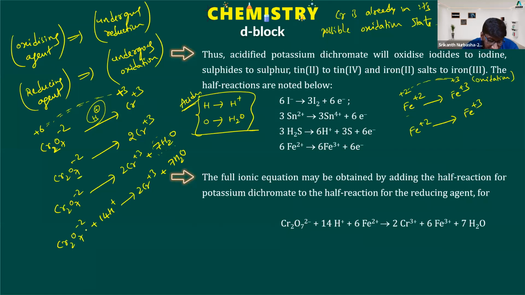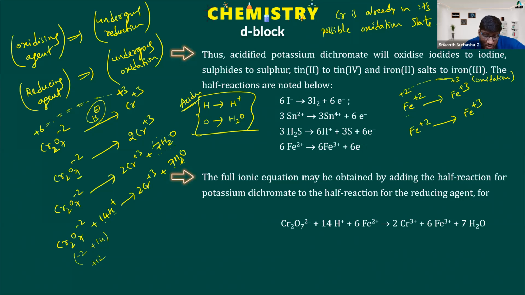So chromiums are balanced, 2 chromium, 2 chromium. Oxygens, 7 oxygen, 7 oxygen balanced. Hydrogens, 14 hydrogens, 14 hydrogens balanced. Only thing which has to be balanced further is charge. Because in a reaction, along with all types of atoms, charge should also be balanced. Look at this Cr2O7 2-, students. It has a total charge of -2. 14 H+, total charge of +14. -2 plus 14 is +12.